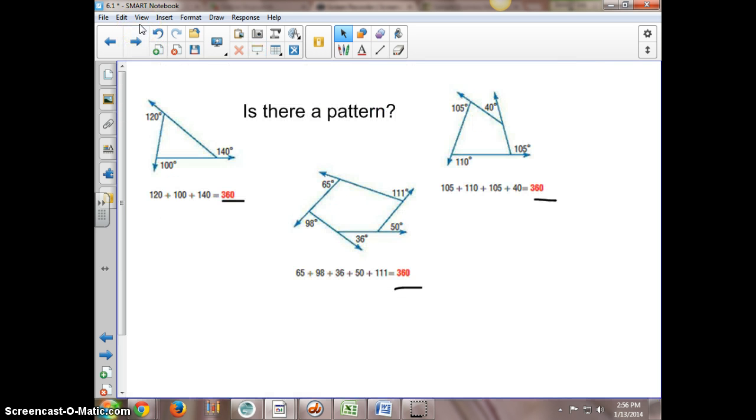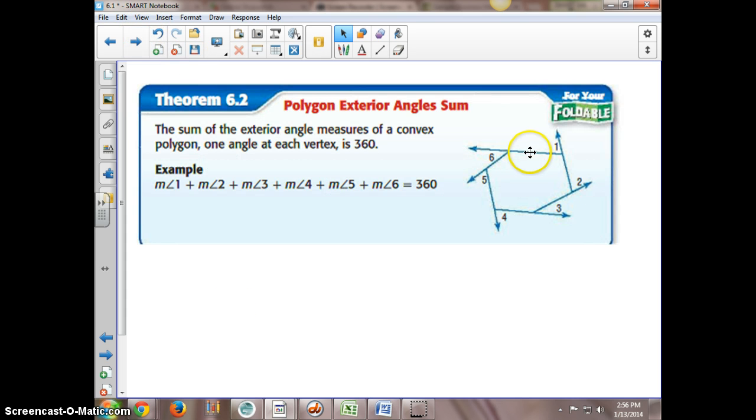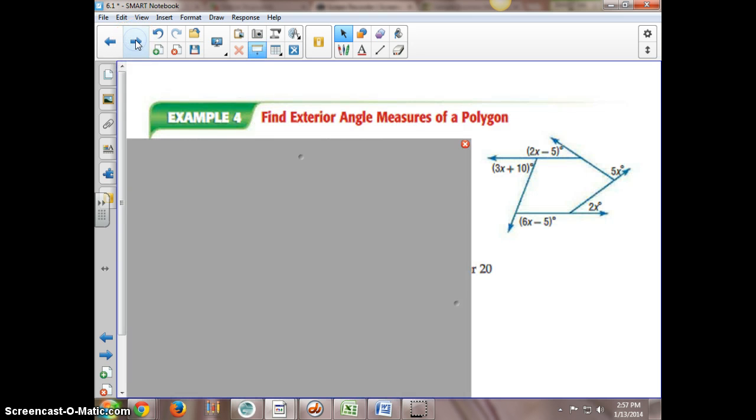Take a moment to look at this. Do you notice a pattern when you look at the sums of all of these exterior angles? What do they all equal when we add them up? 360. So that's our next theorem. No matter what number of sides or angles a polygon will have, when you add up those exterior angles, they will always add to 360.